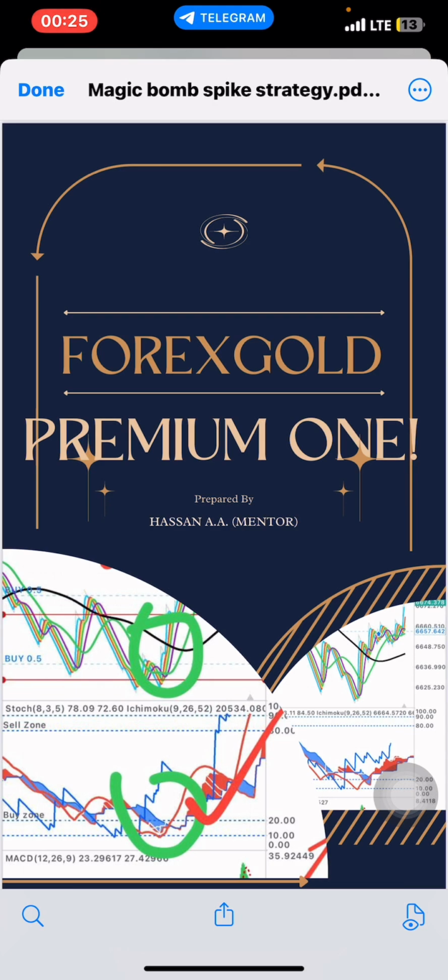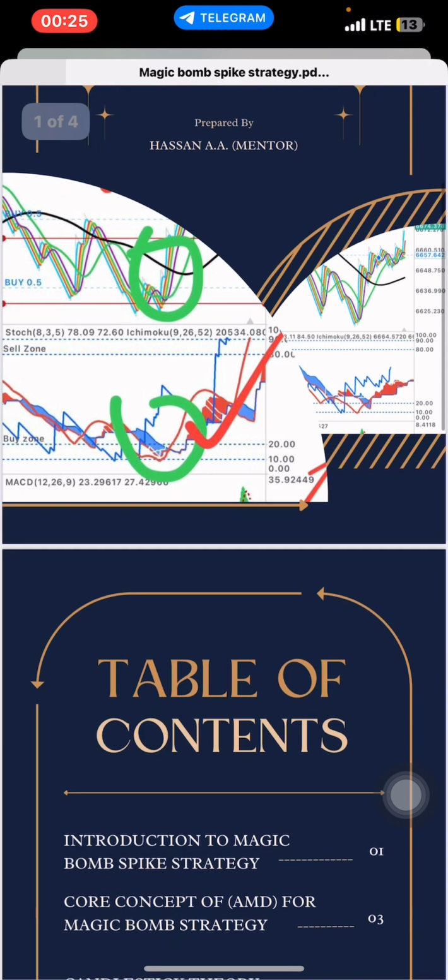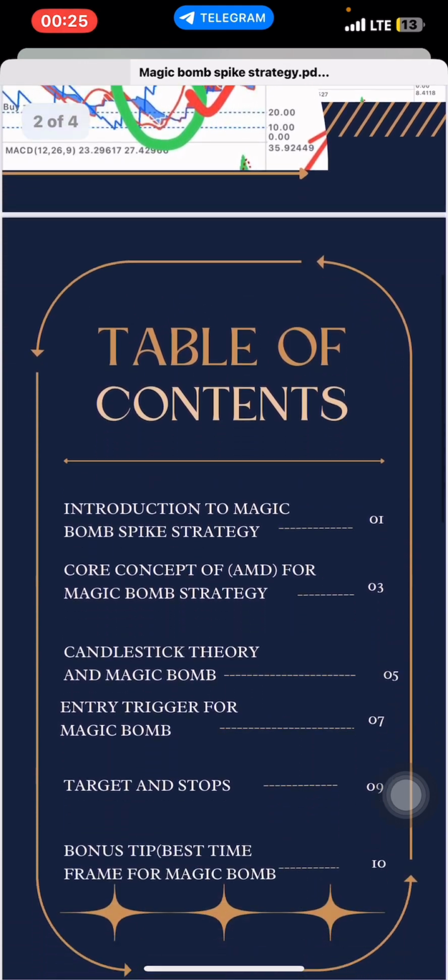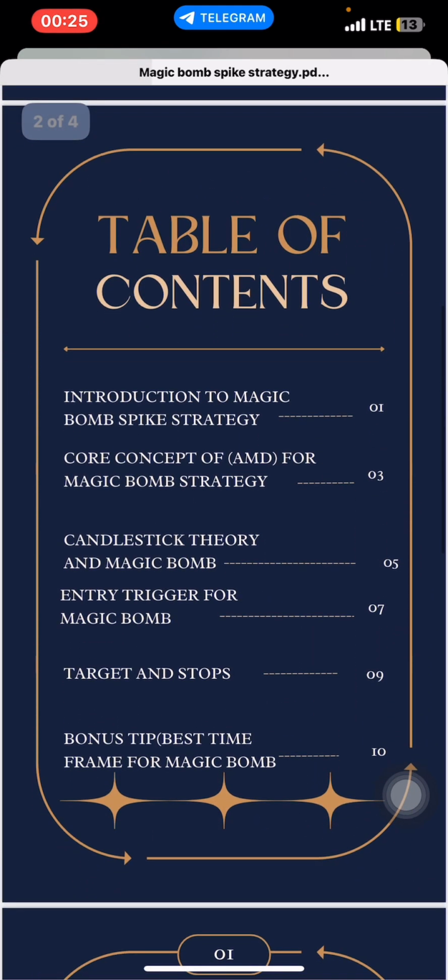This is premium content, premium BTF content from the Boom and Crash Magic Bomb Spike strategy. Let's dive into the main content, and we will understand why you need to understand the highs and lows system, why you need to understand market liquidity, and why you need to use the Boom and Crash Magic Bomb Spike strategy and understand the core concept behind it. So let's dive in now.